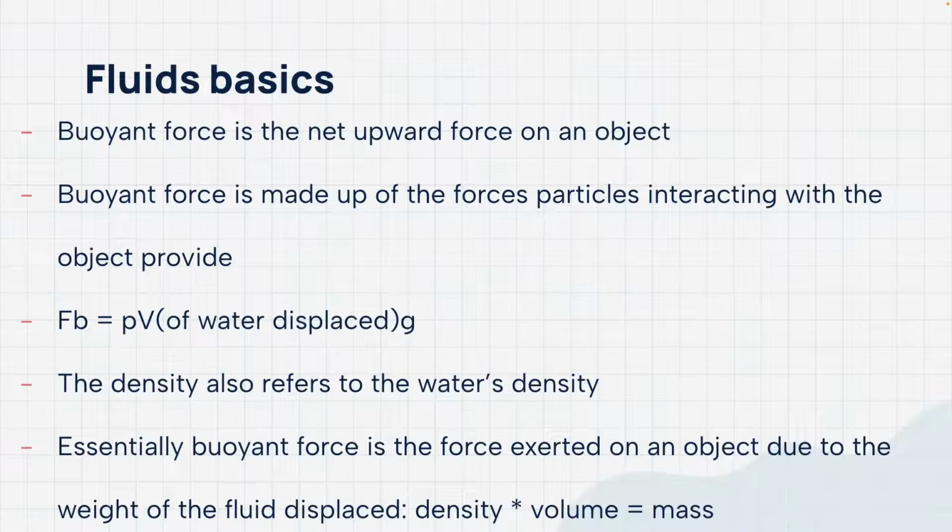So density times volume is equal to mass, right? So it's just mass times g, which is the force. Density of the liquid displaced times the volume of the liquid displaced multiplied by g. That's the buoyant force on a submerged object.